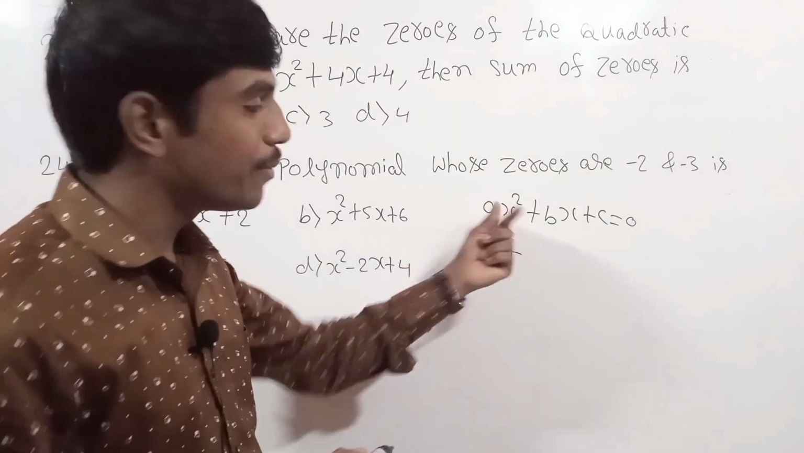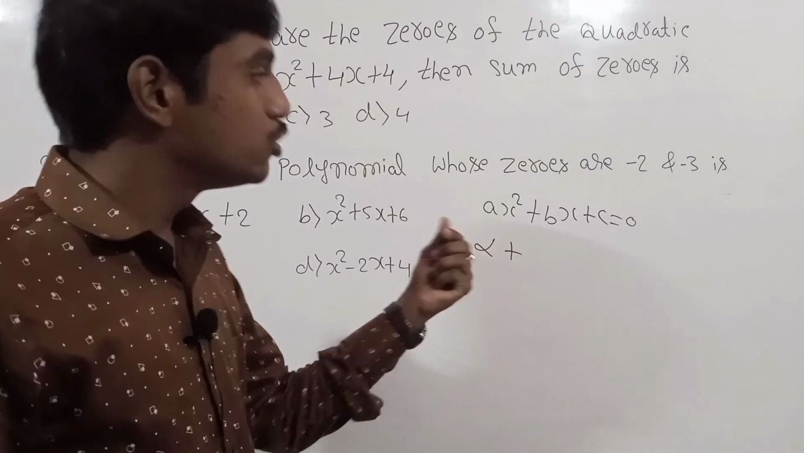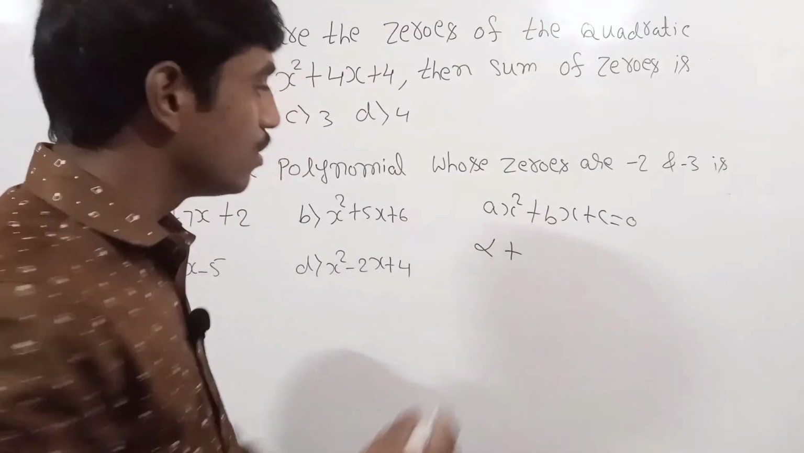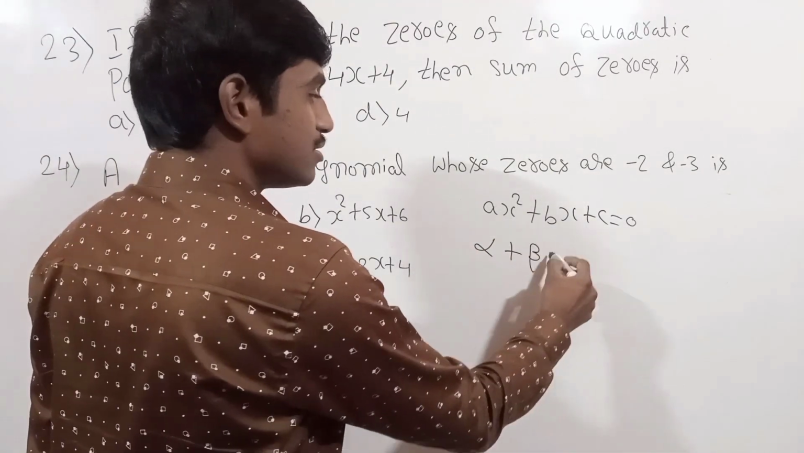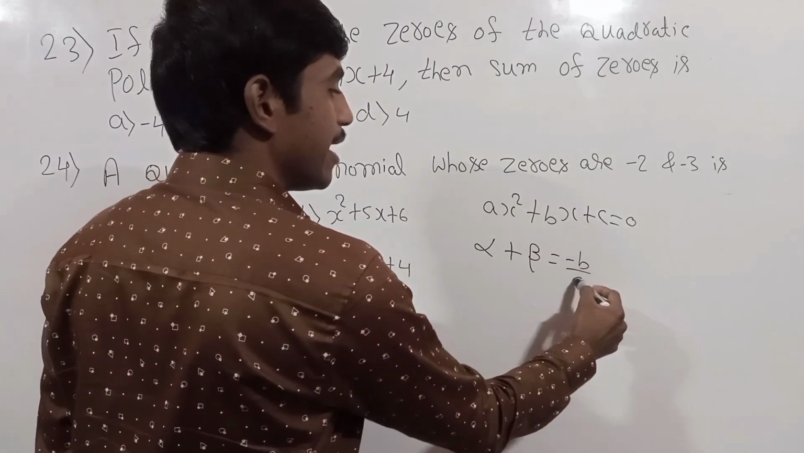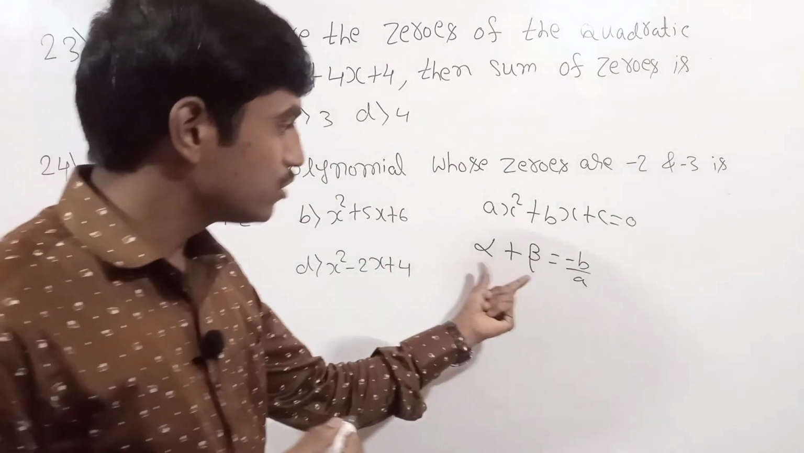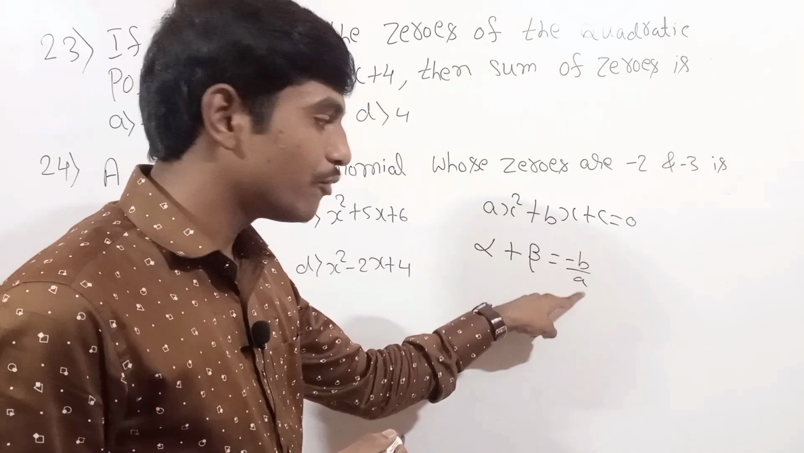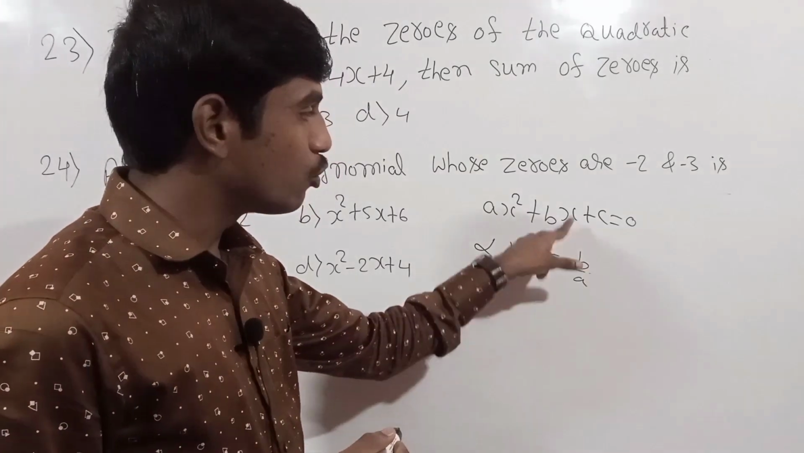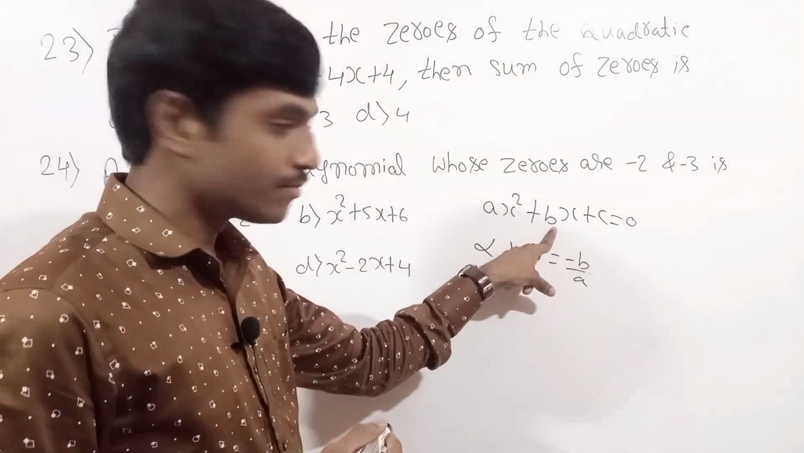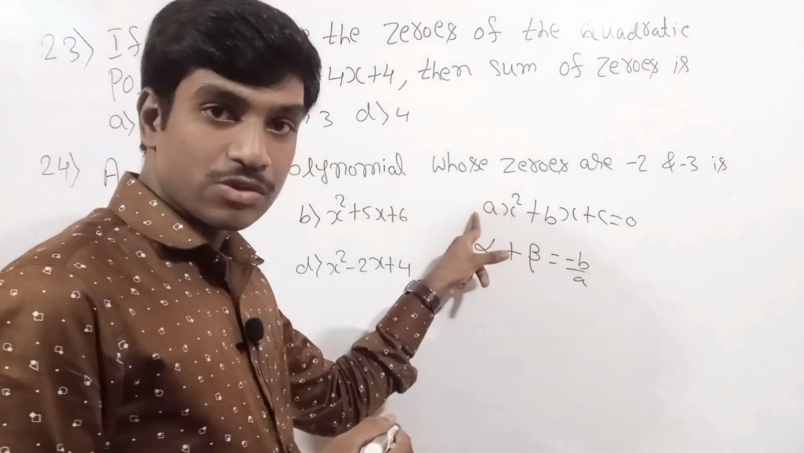for a quadratic polynomial there will be 2 zeros. That means there will be 2 values which, when you substitute, you will get 0. When you add the zeros, you will get minus b by a. And what is b and a? b is the coefficient of x and a is the coefficient of x square.